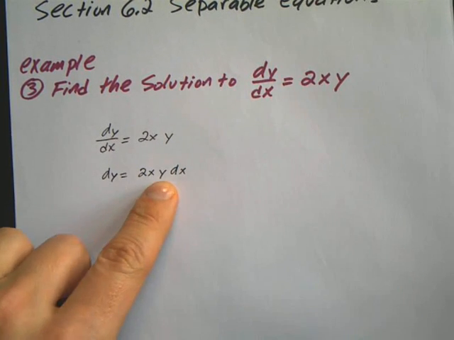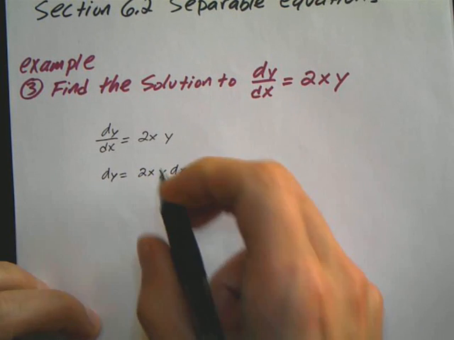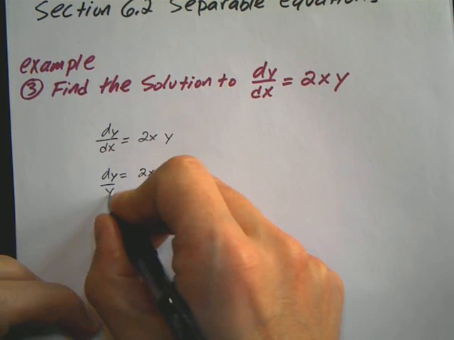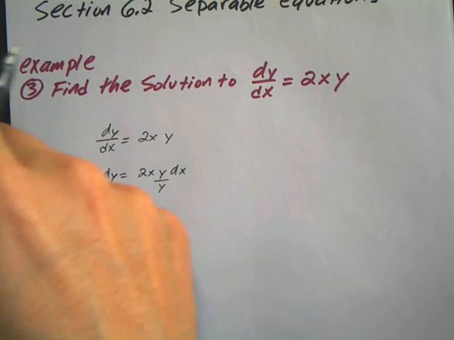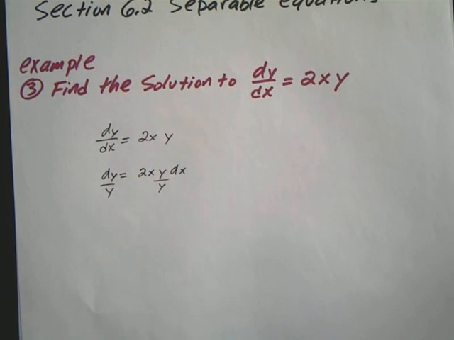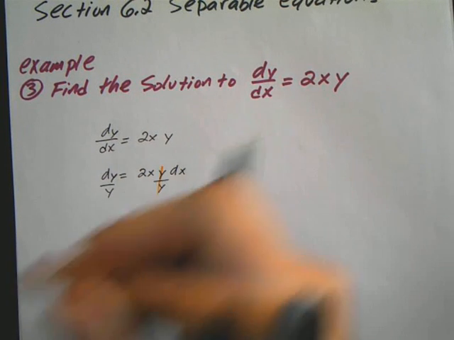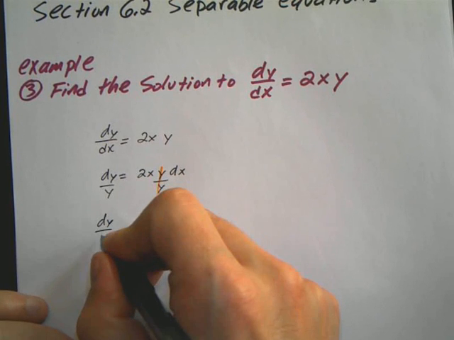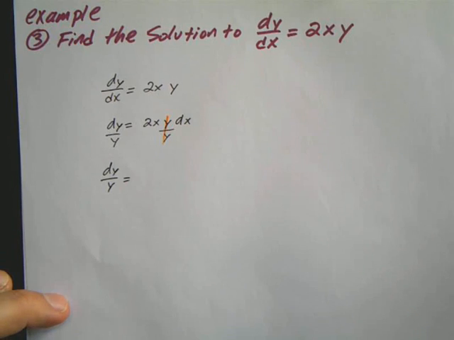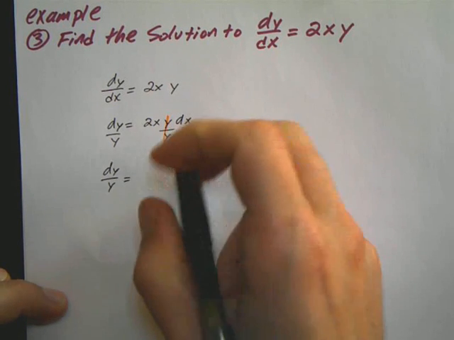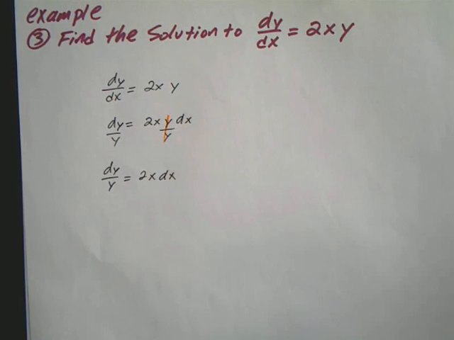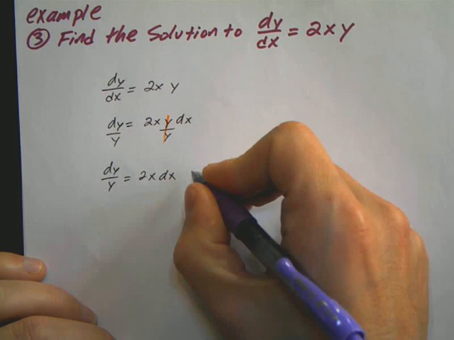To get y on this side, I have to divide by y. So you can think of this as dividing both sides by y, and then the y's would cancel out. So I end up with dy over y on the left, and 2x dx on this side. At this point, I want to go ahead and integrate both sides.